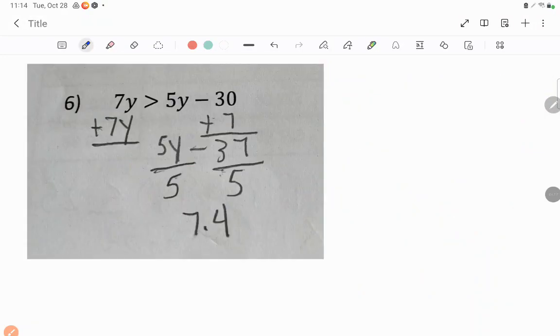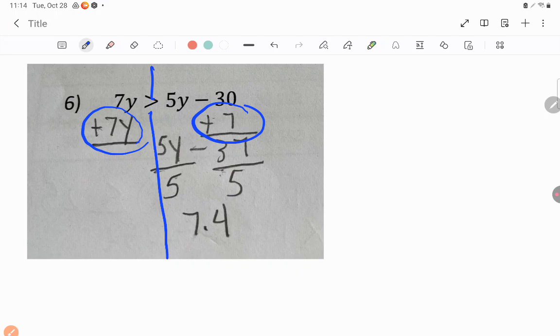All right, next example was 6, and I can see the very same error happening right away. On one side, the student chose to add 7y. On the other side, they chose to add only 7. Those two things are not equal. They're not the same. And so right away, we are doing something that would break math. And so none of the rest that follows is legitimate because I have not done the same thing on both sides of this inequality.